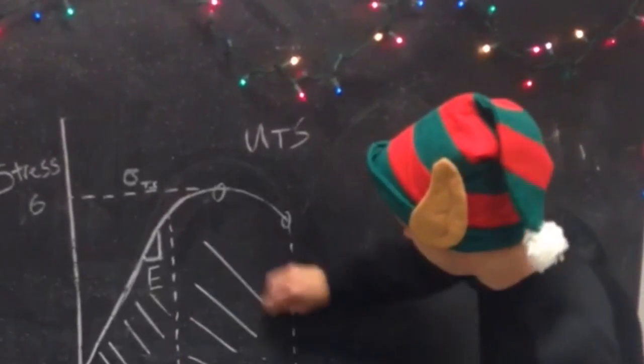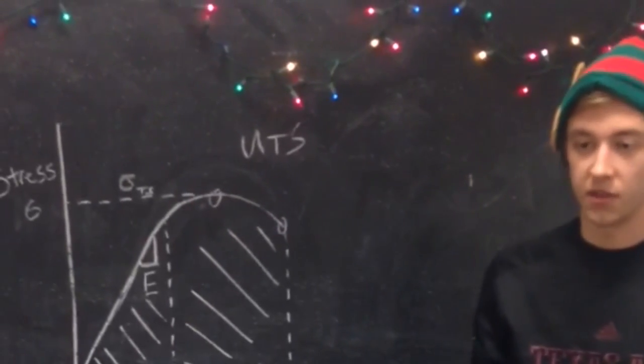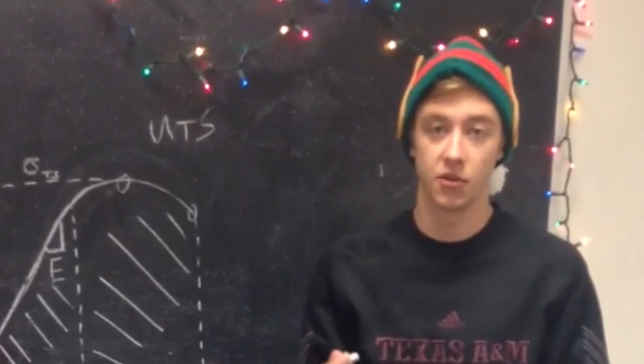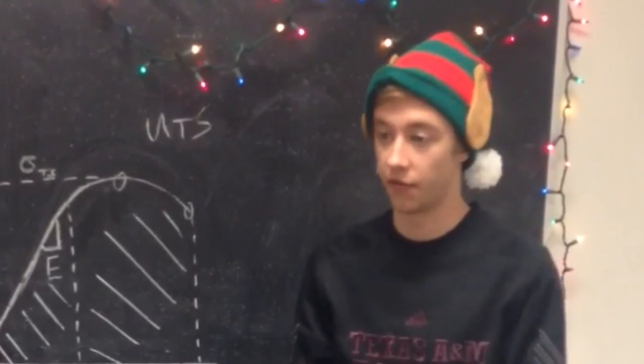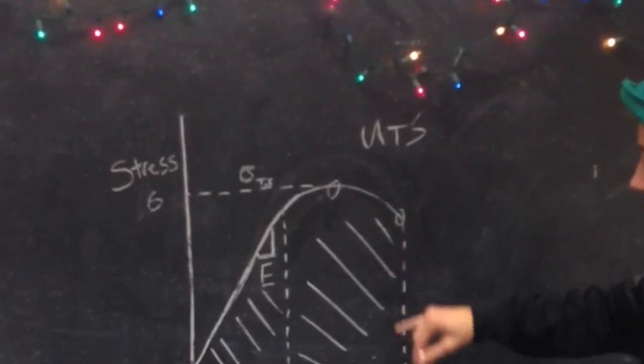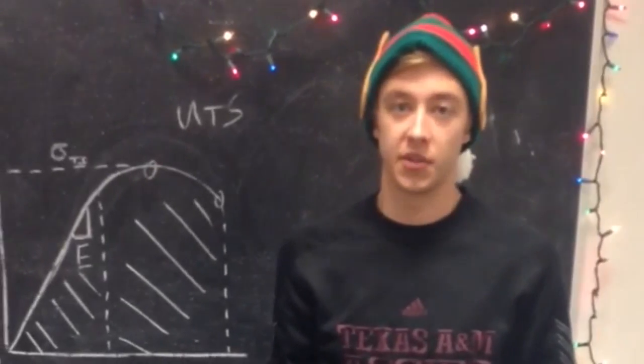Fifth is toughness, as opposed to just the area under this elastic region. It's the area of the entire graph. So toughness is also represented, or is the maximum energy of absorption of a material before it fractures. And it is represented by this full area under the curve. And lastly, we have ductility, and that's how much a material can deform before fracture.